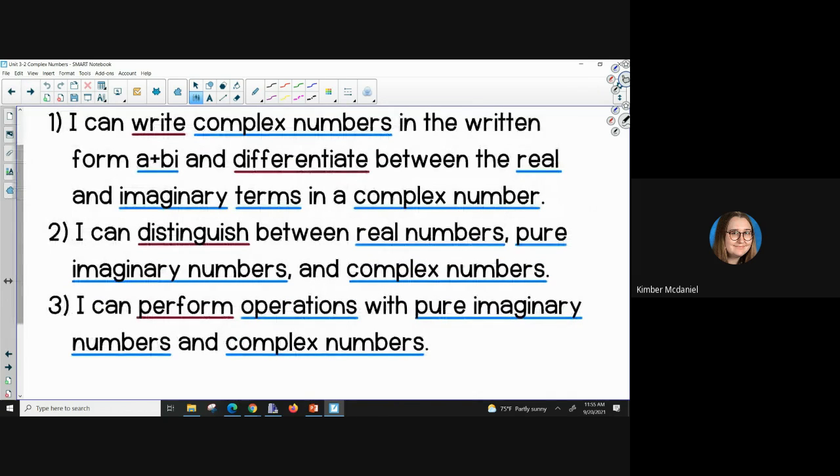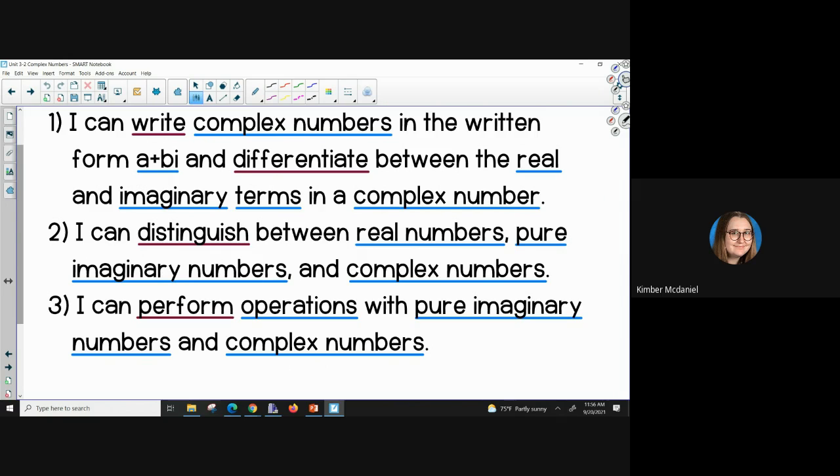Somebody read objective number 1. I can write complex numbers A, B, I, and the difference between the real and imaginary term complex numbers. Perfect. Somebody read number 2. I can relate to imaginary numbers and complex numbers. Perfect. I can perform operations with imaginary numbers and complex numbers. Perfect. So these are our 3 objectives.